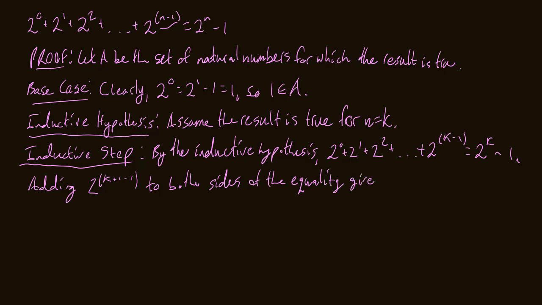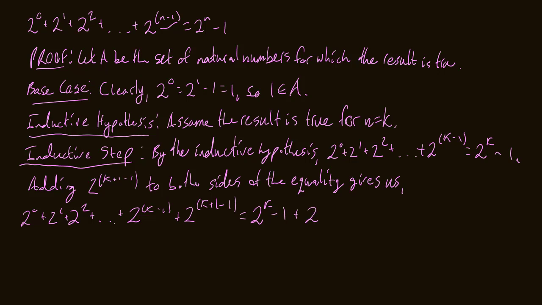The equality gives us, let's write this on another line, 2 to the 0 plus 2 to the first plus 2 squared. It's a lot of rewriting the same stuff, isn't it? Plus 2 to the k minus 1 plus 2 to the k plus 1 minus 1 is equal to 2 to the k minus 1 plus 2 to the k, and I'm just going to write 2 to the k now instead of 2 to the k plus 1 minus 1 plus 2 to the k.